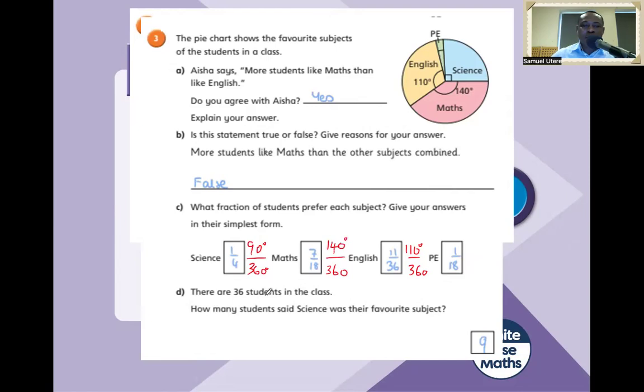Then here you ask, there are 36 students in the class. How many students said science was their favorite subject? So you already know science is 1 over 4. So you do 1 over 4 of the total number of students, 36, which is 9.